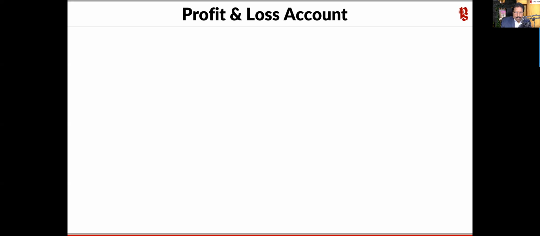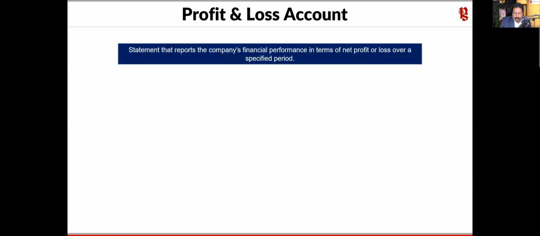So we will see what this profit and loss account is, how we define it, what its function is, and what result the P&L account is going to give us, right? The P&L account is a statement that reports the company's financial performance in terms of net profit or loss over a specified period of time. Now, this is what I had explained to you, right?